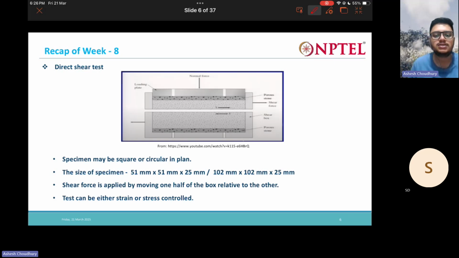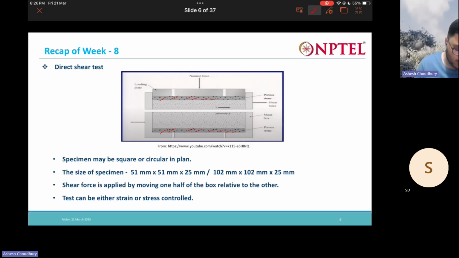In the direct shear test, we have this box. This box has two halves, the upper half and the lower half. What we do is fill our soil sample in the box, and we have porous stones so that water drains out.